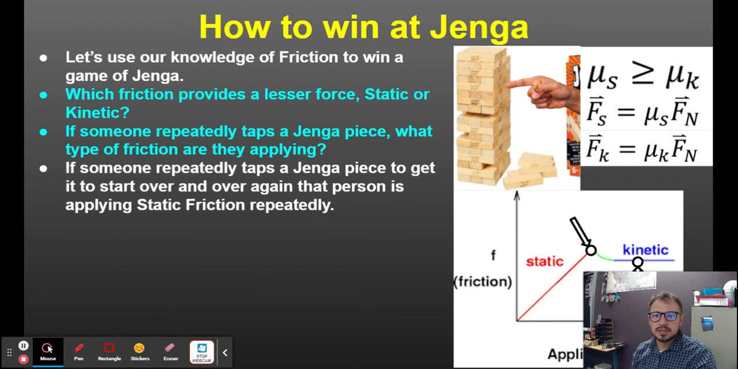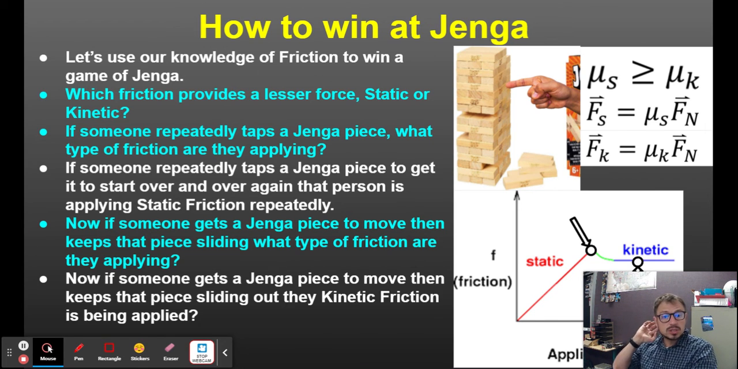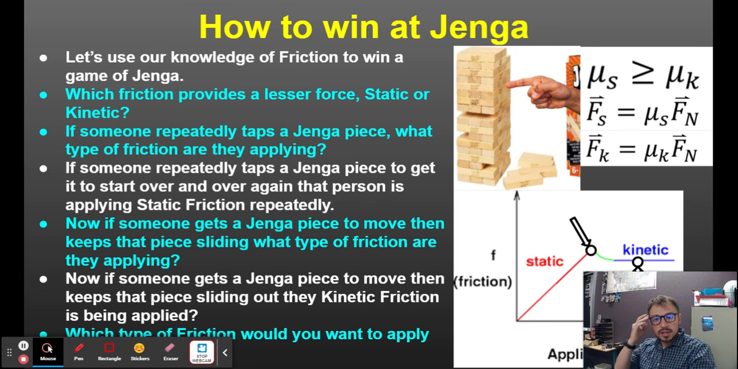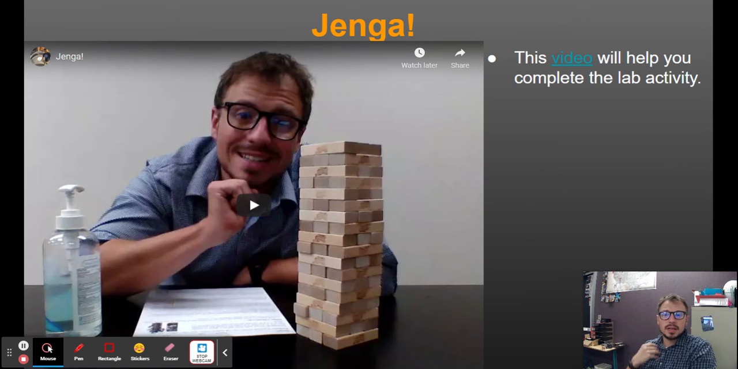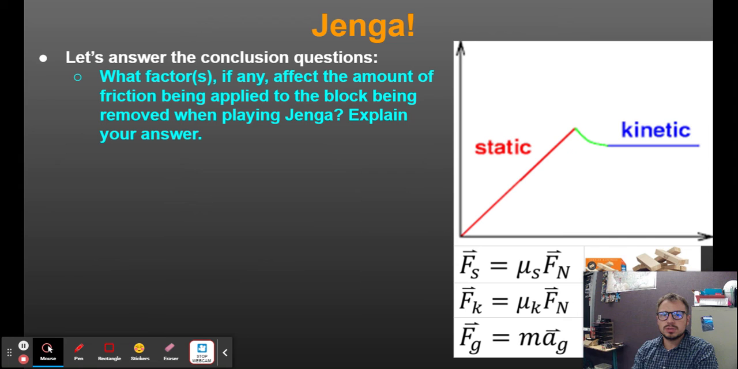So if somebody repeatedly taps a Jenga piece to get it to start over and over again, that person is applying static friction. Now, if someone gets a Jenga piece to move, then keeps that piece sliding, what they are applying is kinetic friction, which is less than that static friction. So you want to apply that lower kinetic friction to get that piece out because you're applying less of a force to that block, less of a force to that tower. So that's what we played. We played Jenga for this, and he answered these questions.